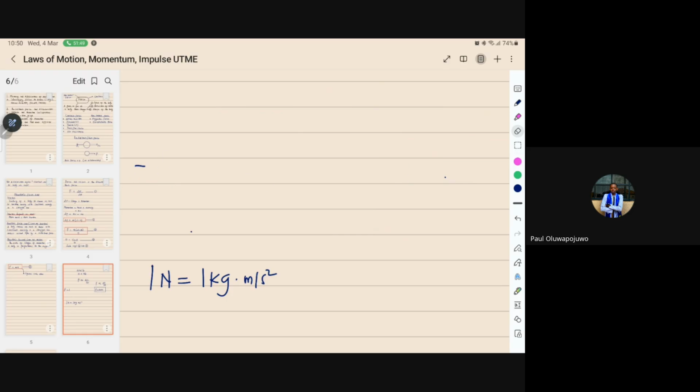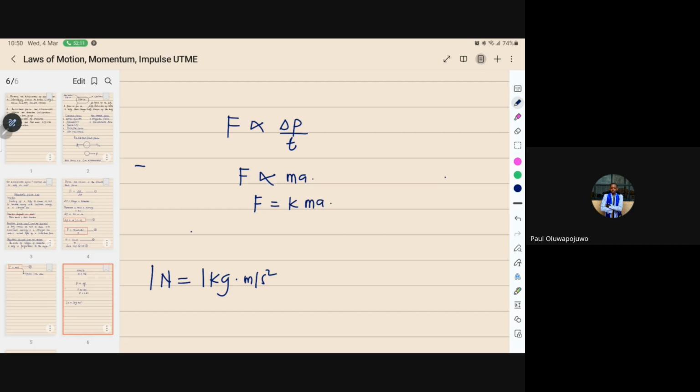Okay, let's go again. Look at what I said. F is directly proportional to change in P over time. Let's put t here, right? Now we have that F is directly proportional. After we converted, we saw that this is what? ma, right? Then we have that F is equal to kma.